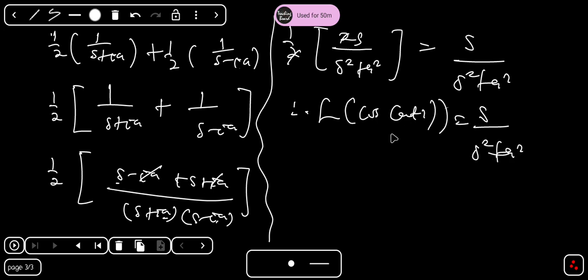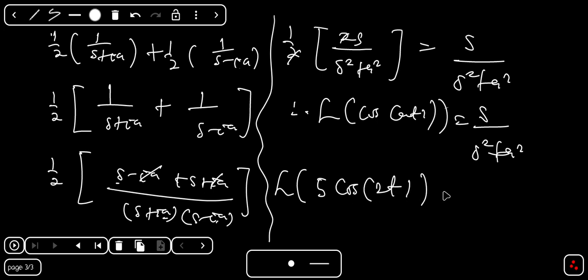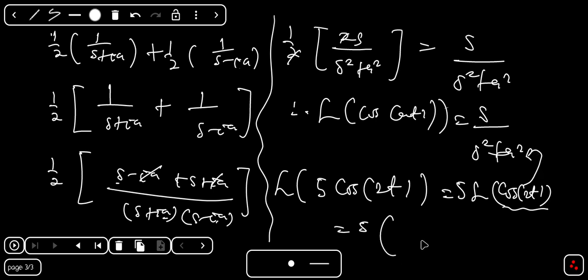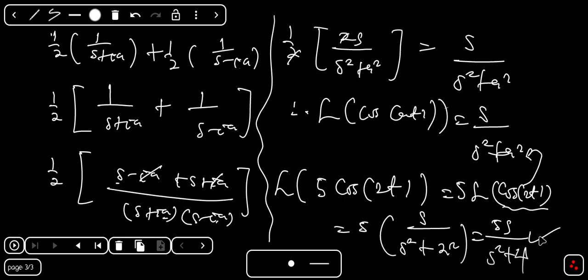So let's say you are asked to find the Laplace transform of 5 cos 2t. This will be equal to 5 multiplied by the Laplace transform of cos 2t. We already know how to find the Laplace transform of this kind of function, so the value of a is 2. We're going to have 5 multiplied by s over s squared plus 2 squared. So this will be 5s over s squared plus 4.